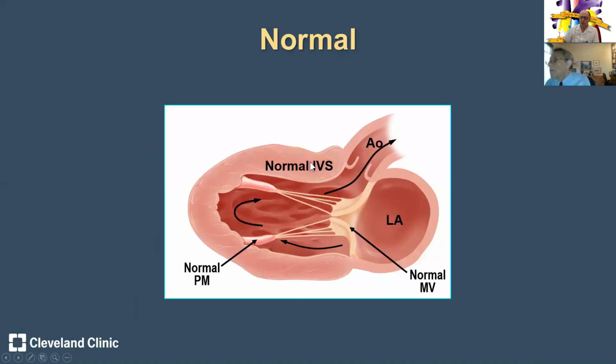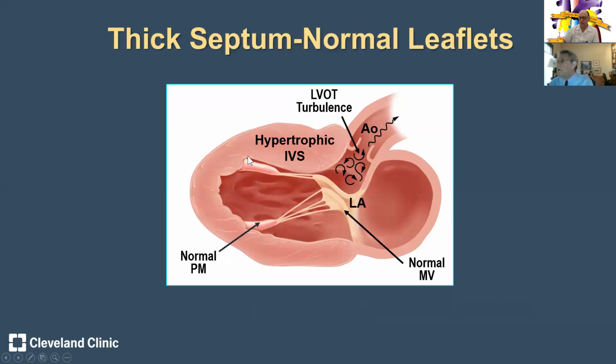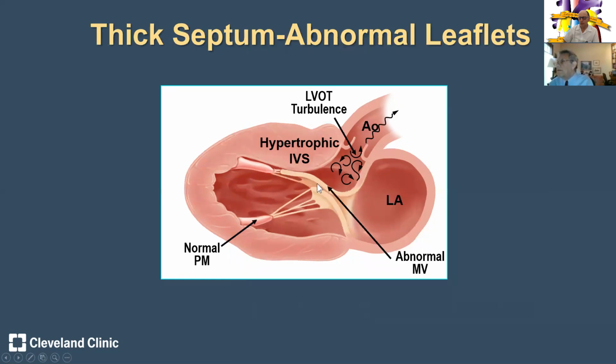Now I'm going to show you a group of diagrams showing you the variety of anatomy that we can see. Here's normal septum, normal papillary muscles, normal mitral leaflets. Next is a classic severe proximal septal hypertrophy with a normal mitral valve, normal papillary muscle. Next is a severe hypertrophy like seen before, but this patient had a long anterior leaflet, normal papillary muscles.